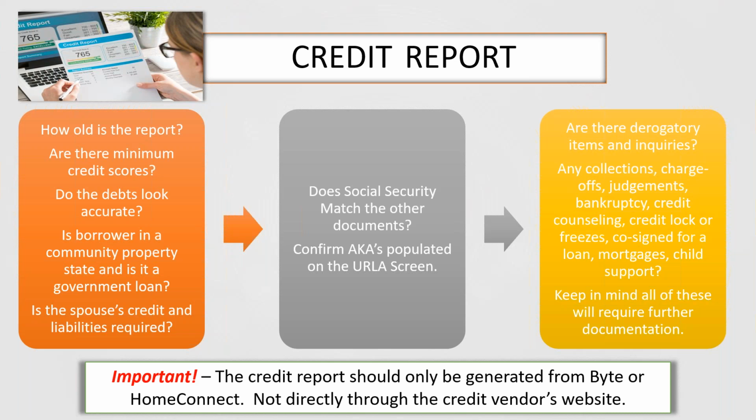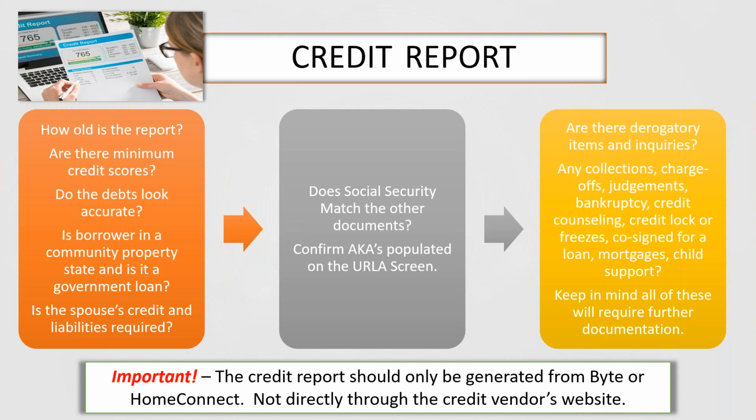Credit reports. Most important step, the credit report should only be generated from Byte or Home Connect, never directly through the credit vendor's website. Then we move on to looking for how old is the report. Do you have a 3-merge credit report and the necessary scores for the loan program? Do debts look accurate and did they upload correctly into Byte?